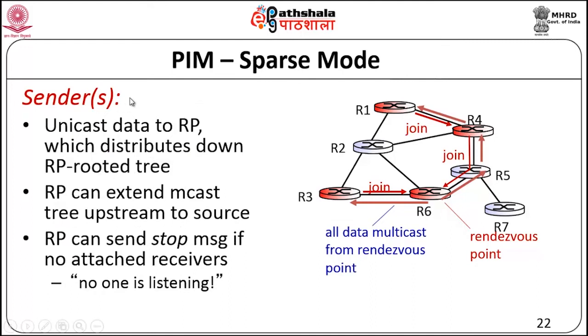So what are the senders expected to do? Once the RP rooted tree has been constructed, the sender will unicast the data that it needs to transmit to the RP. Okay, so once it goes to the RP, the RP then will distribute the data down its tree. The RP can also extend the multicast tree upstream to the source, that is also possible, and it can also send a stop message if there are no attached receivers. If no one is listening, then the RP can send a stop message to the sender so that the sender does not unnecessarily send any of these group messages. Okay, so these are the basic ideas that are used in the PIM sparse mode.